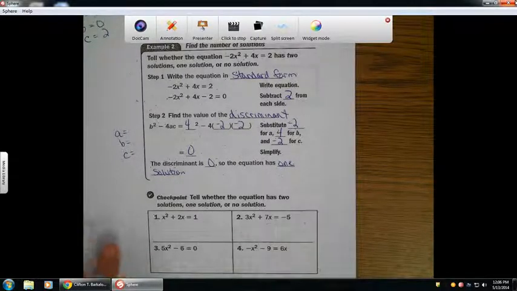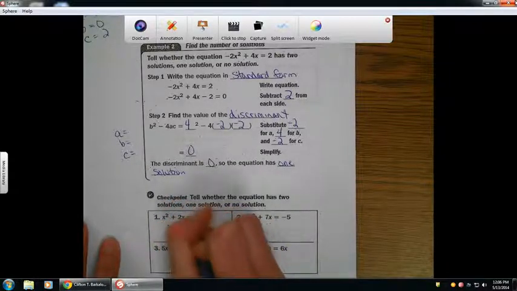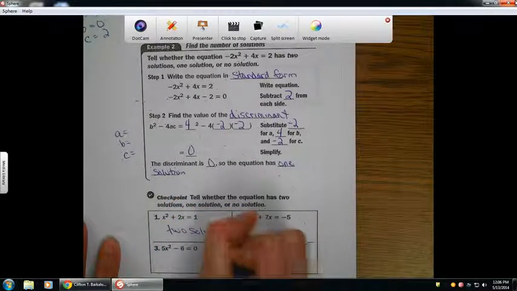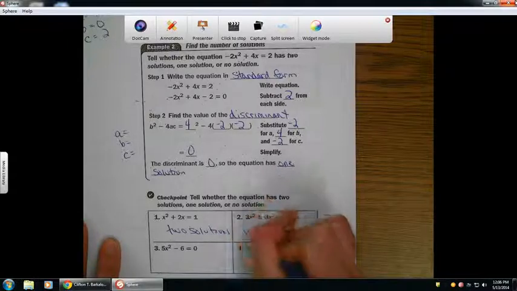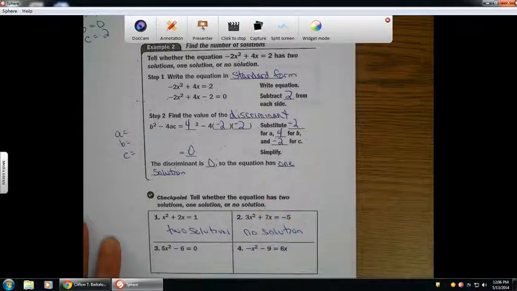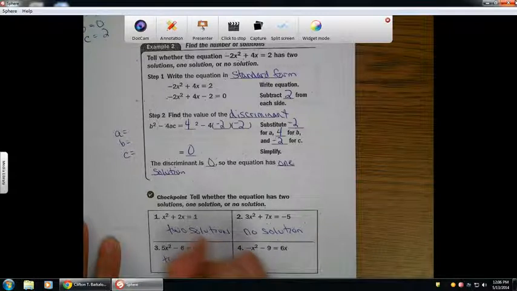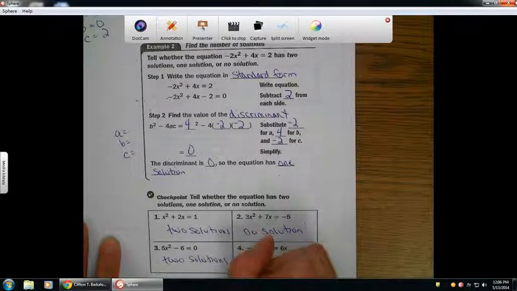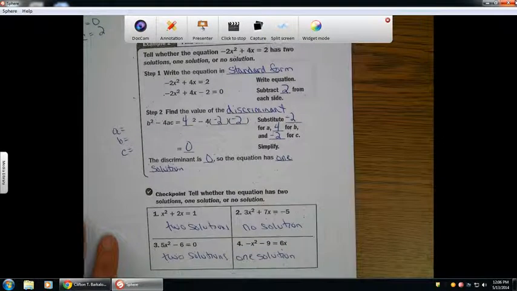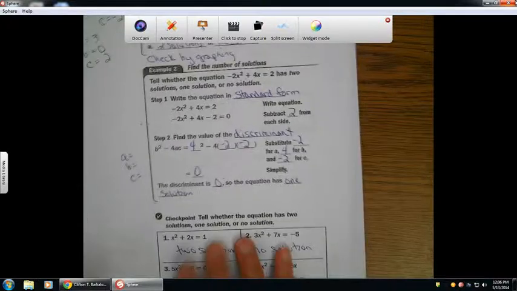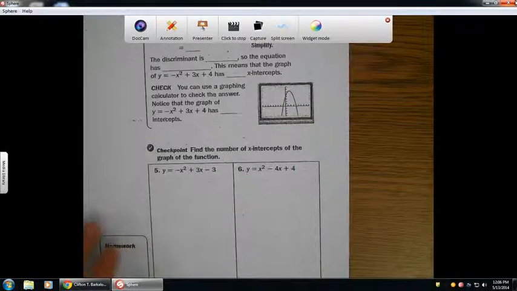Okay. Welcome back. For number 1, we have 2 solutions. You should have gotten a positive discriminant. Number 2 is no solution. You should have gotten a negative discriminant. Number 3 is 2 solutions, positive discriminant. And number 4 is 1 solution. Your discriminant should have been 0. Okay? All right, moving right along to the next page of the note-taking guide.